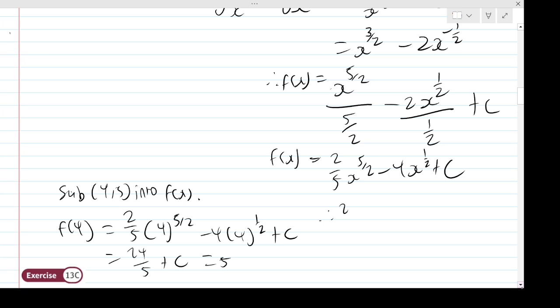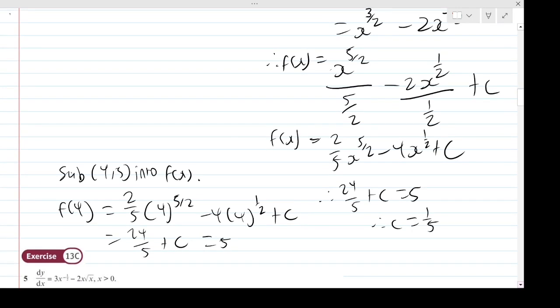So therefore 24 over 5 add c equals 5. Then I can subtract 24 over 5 from both sides to get c. So if I do 5 take away 24 over 5, I get c to be a fifth. So therefore my final answer for f of x is going to be 2/5 x to the 5 over 2 minus 4x to the half, add c, which is now a fifth.